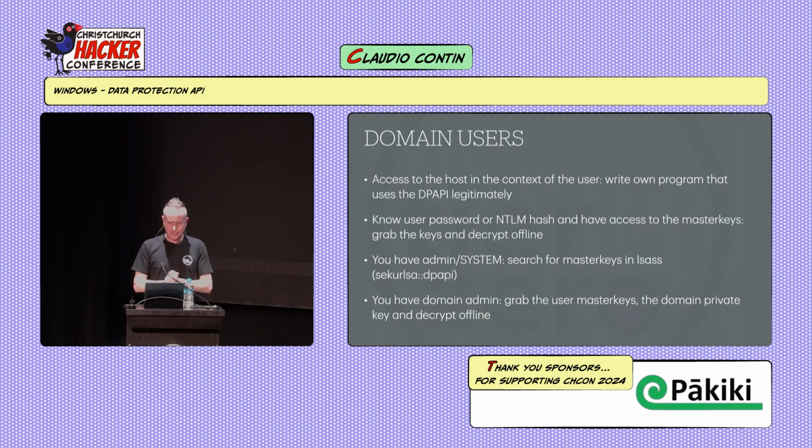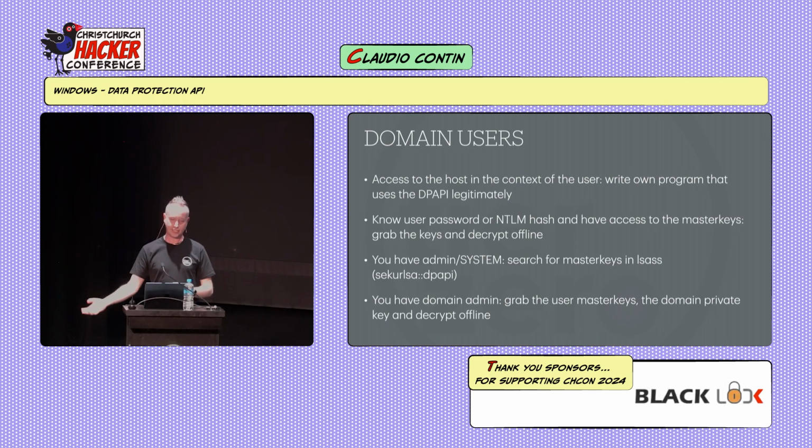For the domain user it is kind of similar, really. If we obtain access in the context of the user on the victim machine, we can still write software that uses the DPAPI legitimately to decrypt the data. If we know the user password or the NTLM hash of the victim, we can grab the keys and decrypt them offline. If we compromise the host, again, we can look for keys in the LSASS process.